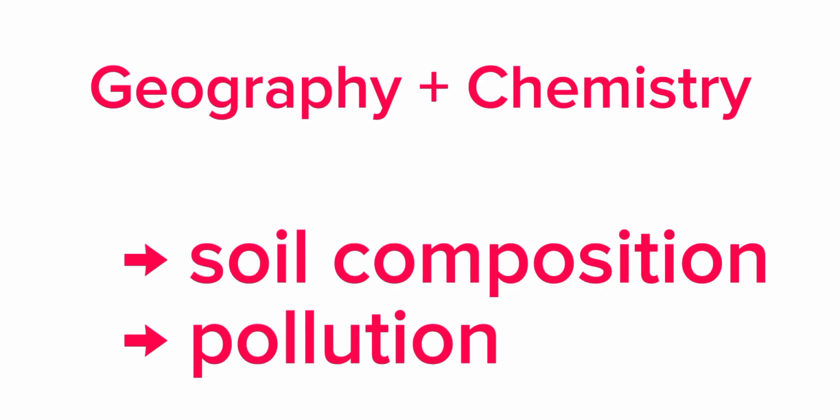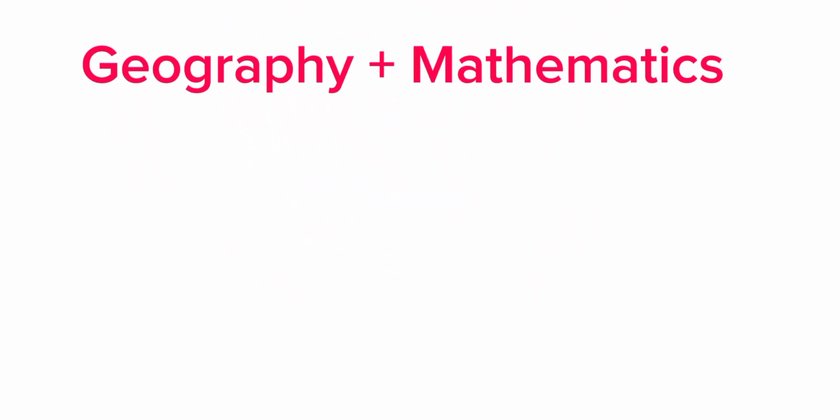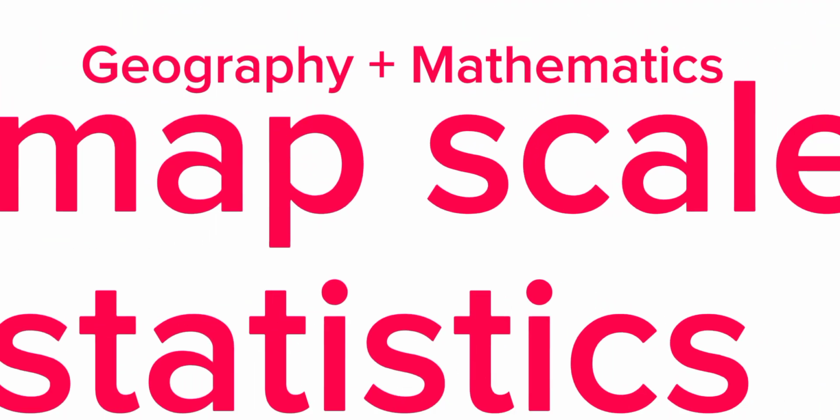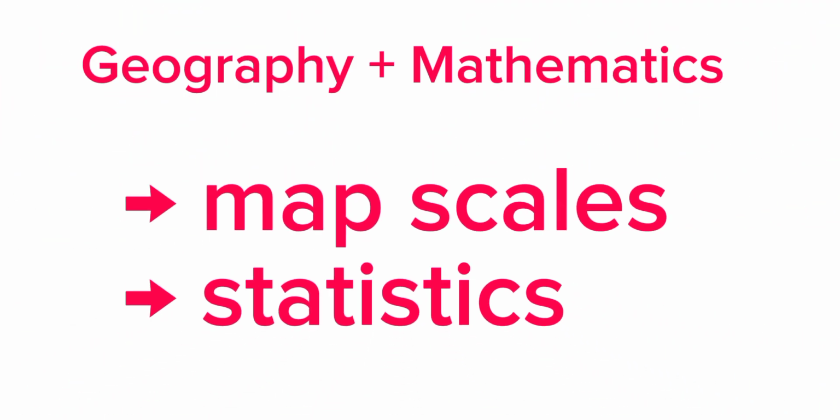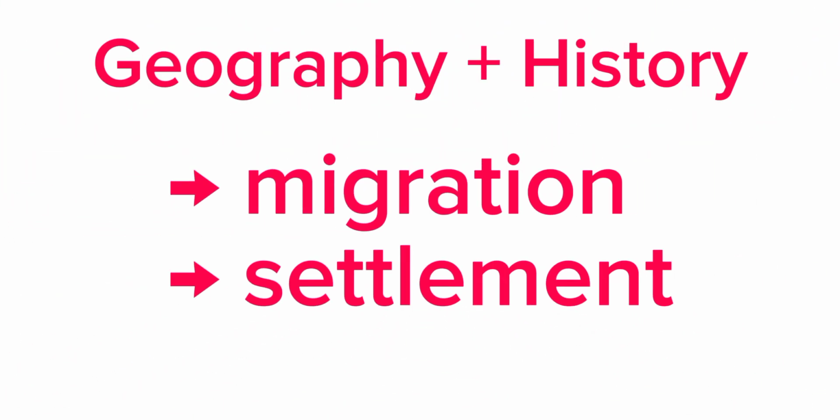Number 2, how are geography and chemistry related? In both, there is study of pollution and the soil composition. Number 3, how are geography and mathematics related? In both, there is a study of map scale and statistics. Number 4, how are geography and history, that is social studies, related? In both, there is learning of migration and settlement.